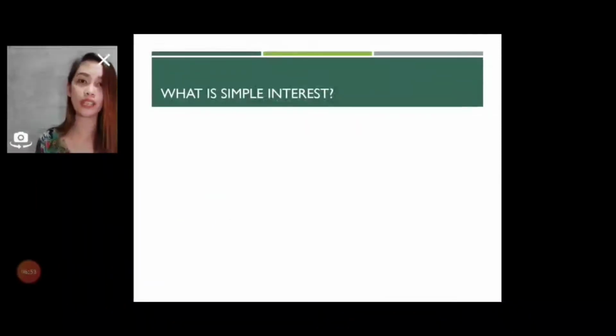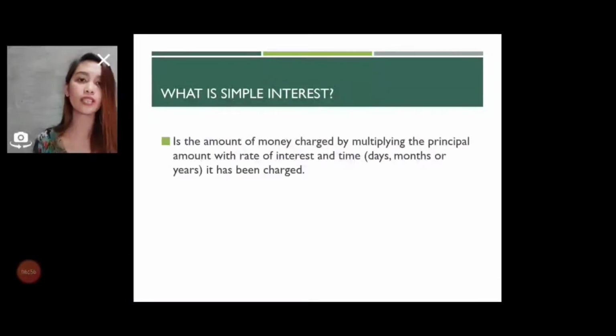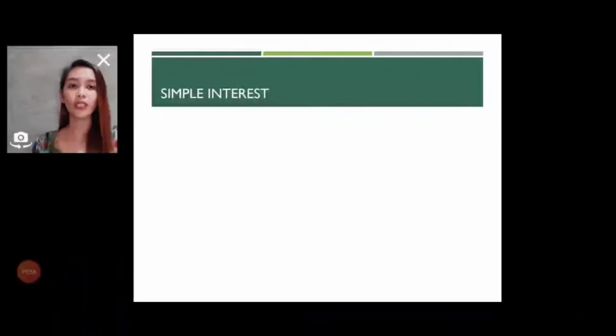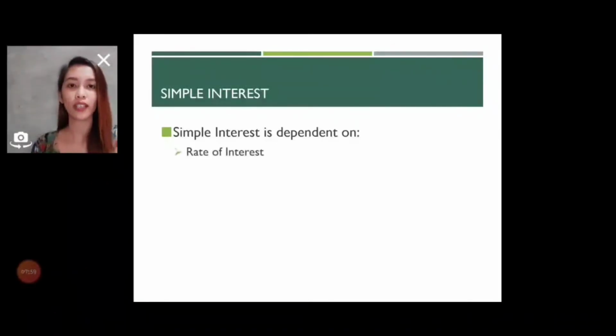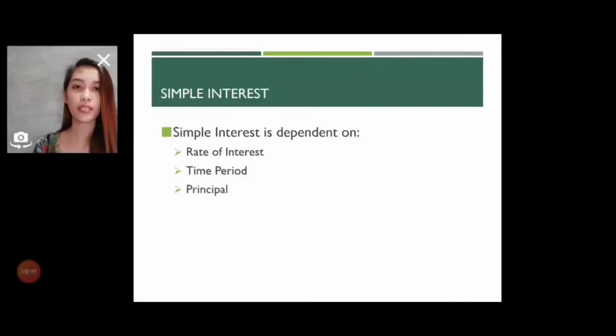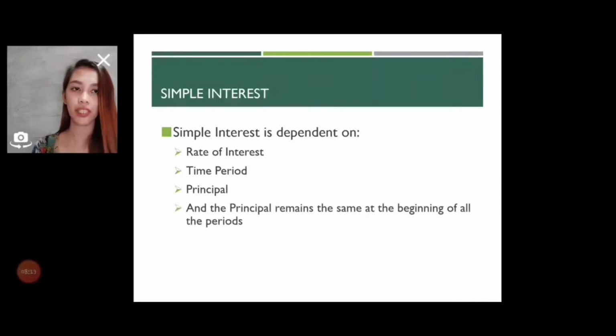Now, what is simple interest? Simple interest is the amount of money charged by multiplying the principal amount with the rate of interest and the time, either days, months, or years, it has been charged. Simple interest is dependent on the rate of interest, the percent, the time period, and the principal, or the amount that you borrowed. The principal remains the same at the beginning of the period. It means that the accrual of interest is linear.